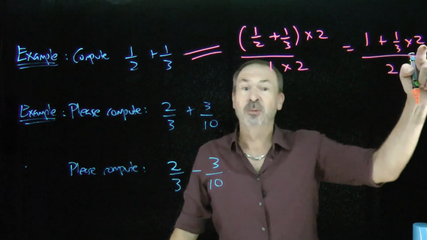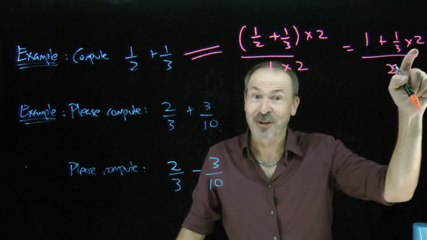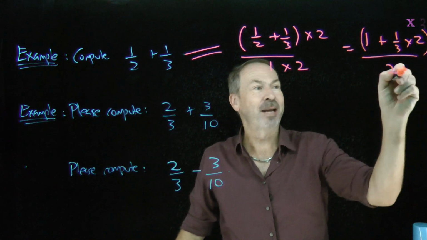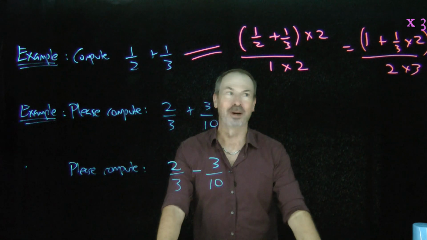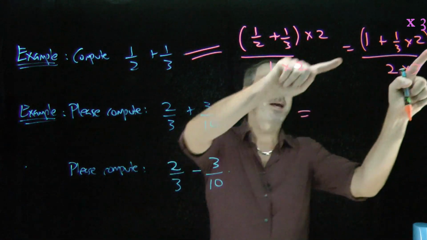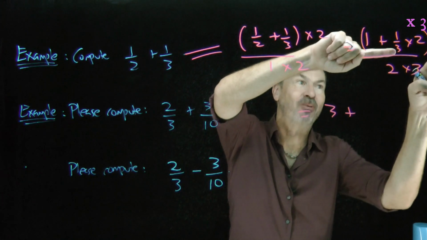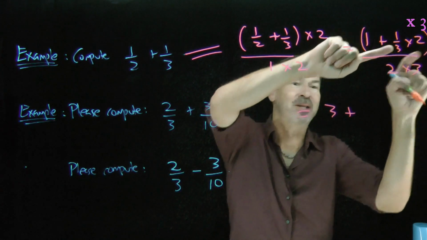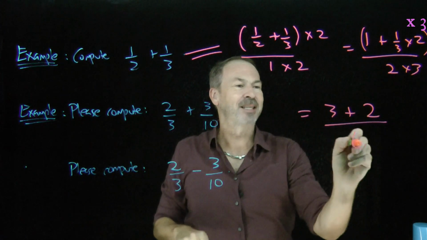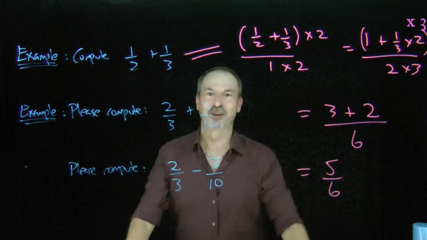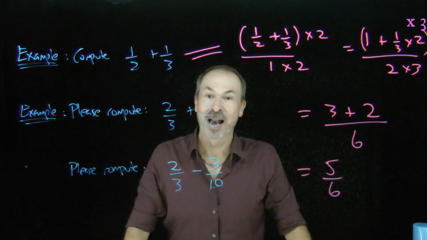All right, I've still got fractions within fractions. I don't like that third at the top. The way I can get rid of that is to multiply the top by 3, and to keep it balanced, multiply the bottom by 3 as well. Because now I can see the numerator is going to be 1 times 3, that's 3, plus 1/3 times 2 times 3. 1/3 times 3 is 1, 1 times 2 is 2, that's 3 plus 2 on the top, and 6 on the bottom. There indeed is 5/6. Out came the addition of those two fractions. Beautiful, grand, and good.